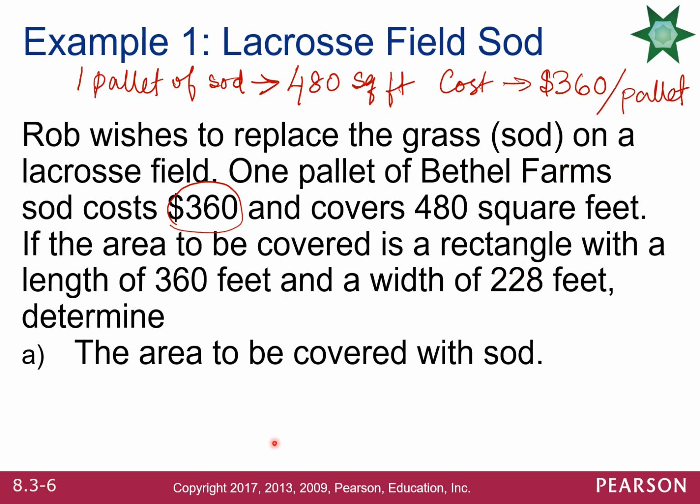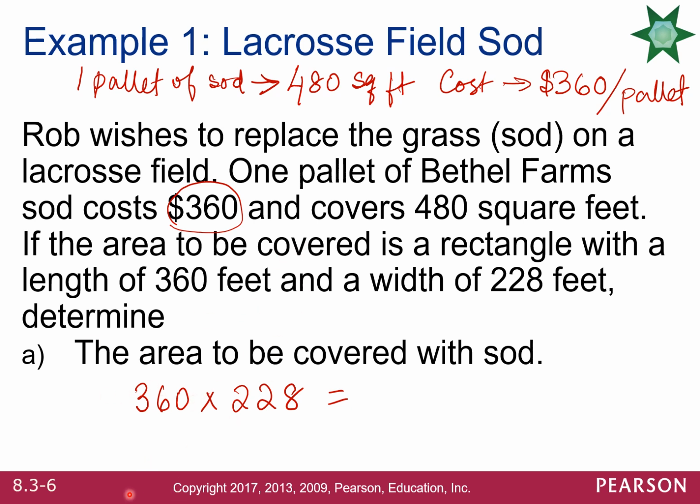All right, so the first question is we need to find the area to be covered with sod. They've only given us the length of the sides, 360 and 228. So the area that needs to be sodded would be 360 multiplied by 228, whatever that calculates to. All right, so we're going to go to the next slide and see how they have done the solutions, but there are more parts to this question.